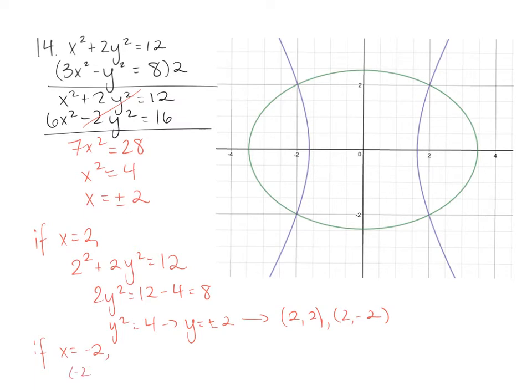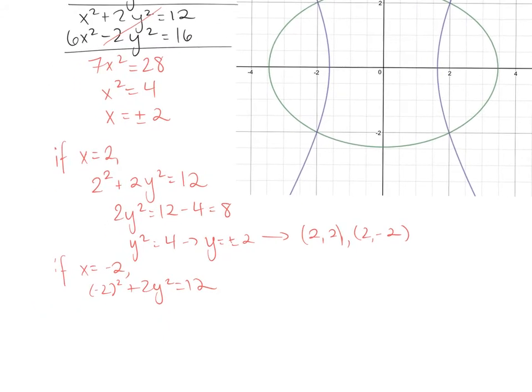We've got negative 2 squared plus 2y squared is equal to 12. So 2y squared is equal to 12 minus 4, which is 8. Y squared is equal to 4. Y is equal to plus or minus 2.